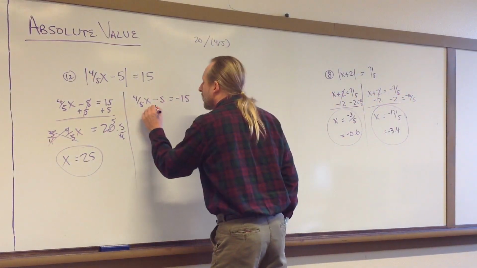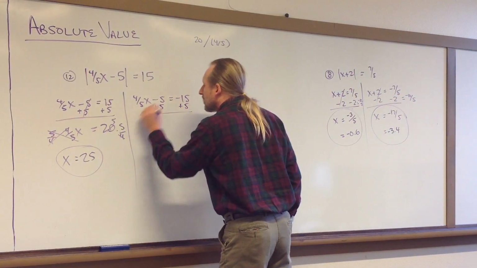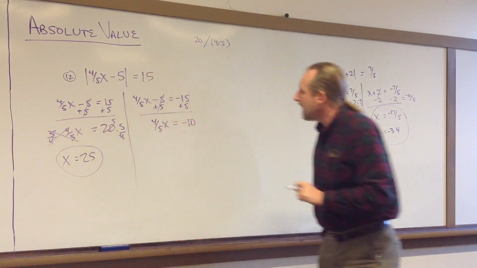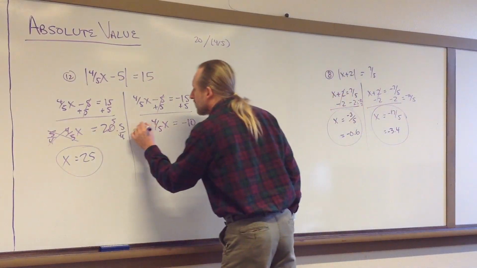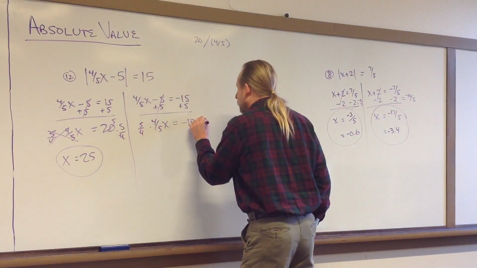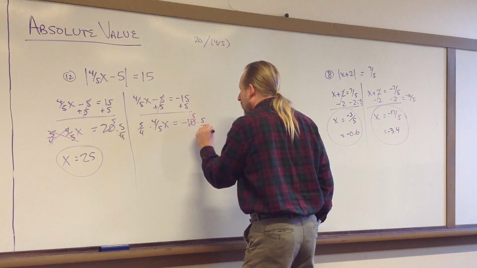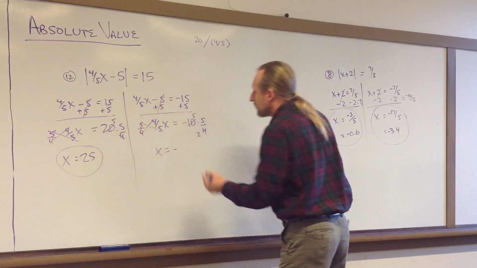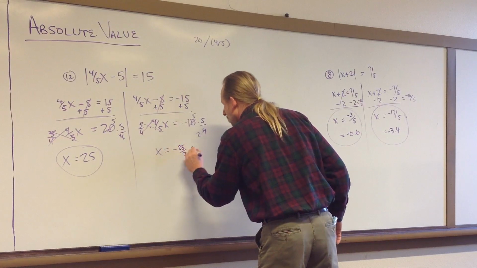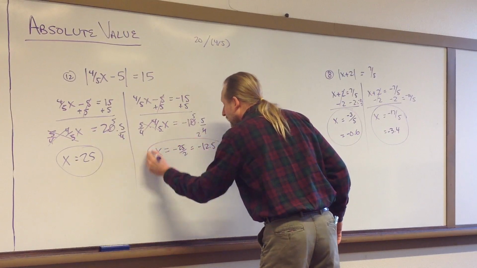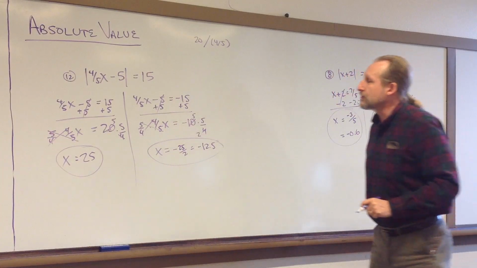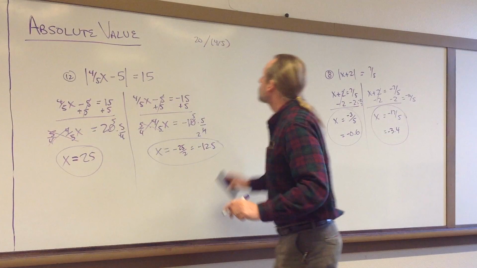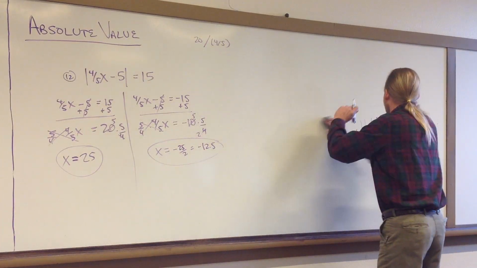All right, let's solve this one. Let's see here. 4/5 x equals negative 10. So again, let's multiply on both sides by 5/4. And this all cancels out. And what do we get here? Negative 25 over 2, or negative 12.5. So there's our two solutions. Let's see what else we've got here.